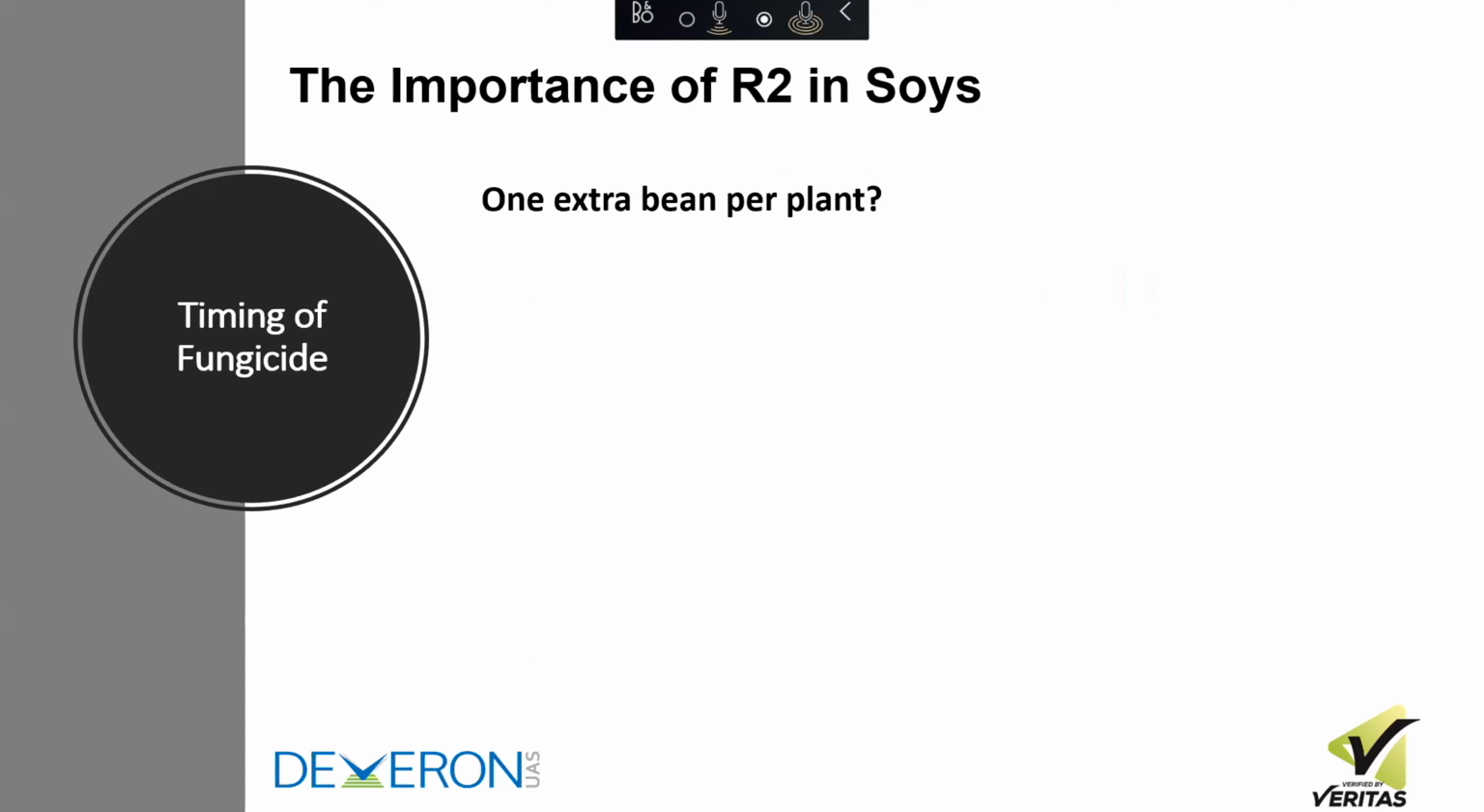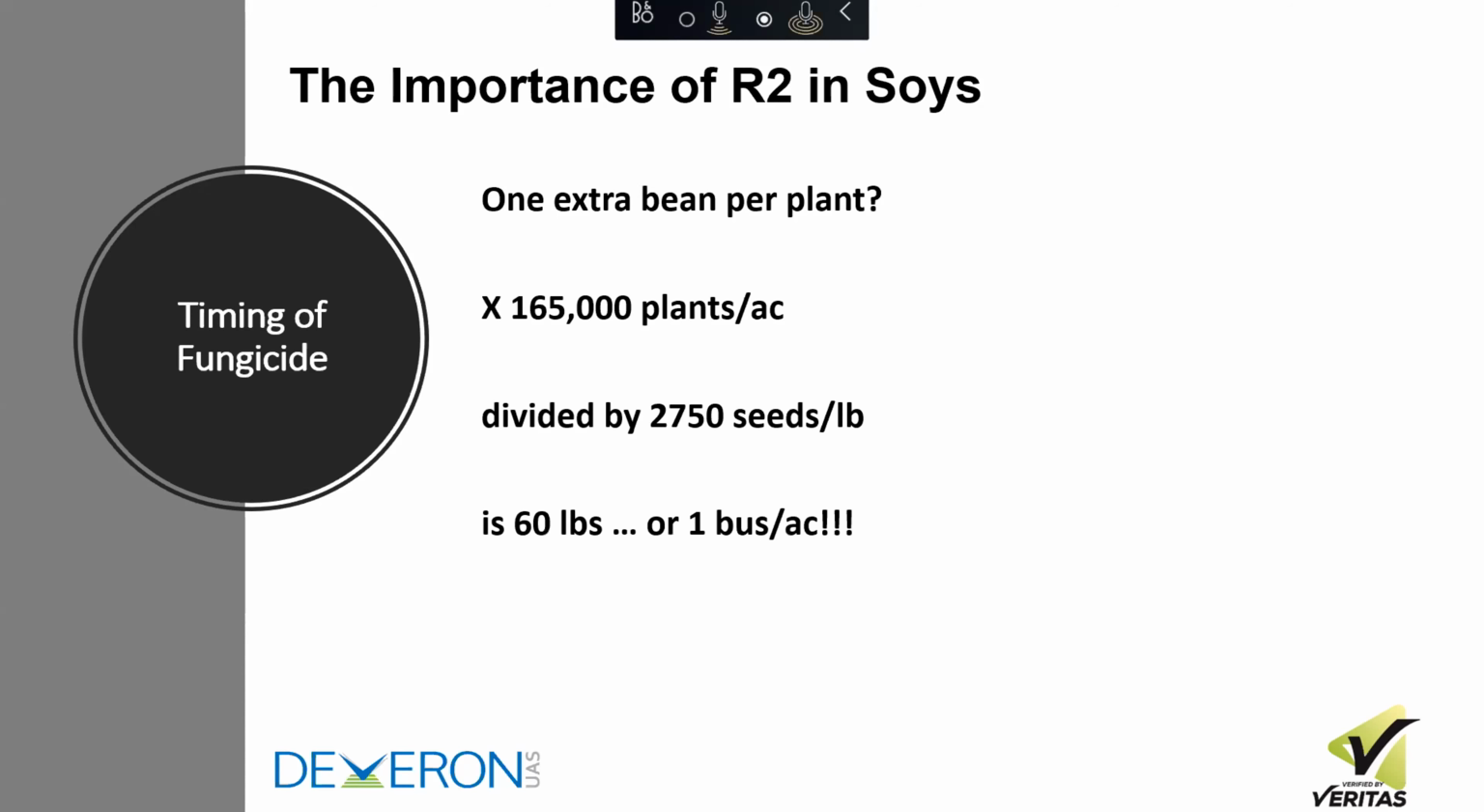Here's why it's important. If you think about it, if we can put 1 extra bean on per plant, so 1 pod, 1 extra bean. And if we had a population of 165,000 plants per acre, for those of you that are math wizards, 1 times 165,000 is 165,000 beans. I took an average 2,750 seeds per pound, and you divide that 165,000 by that number, and you come up with, wow, look at that, 60 pounds or 1 bushel. So 1 extra bean, just 1 bean, is going to give you an extra bushel.